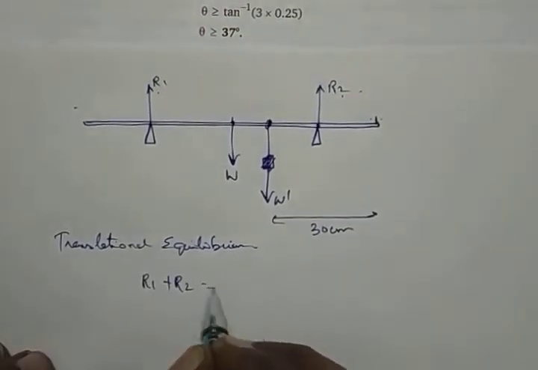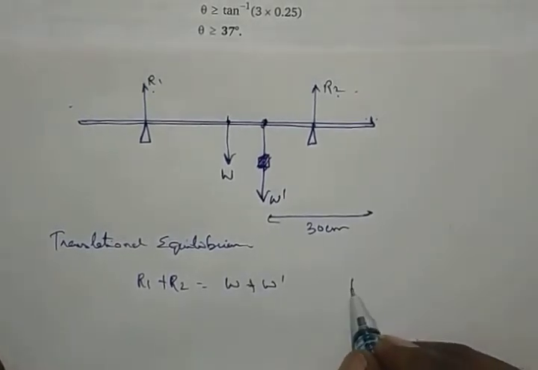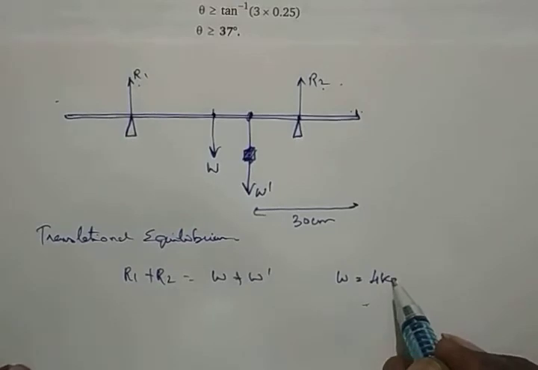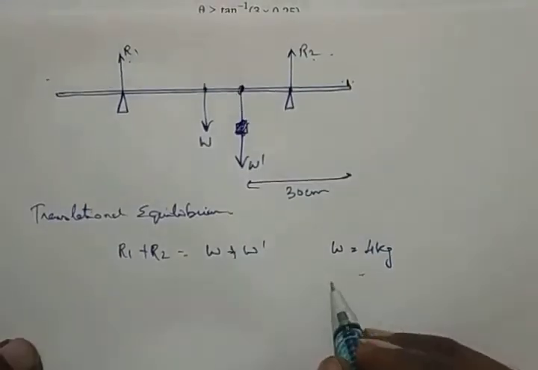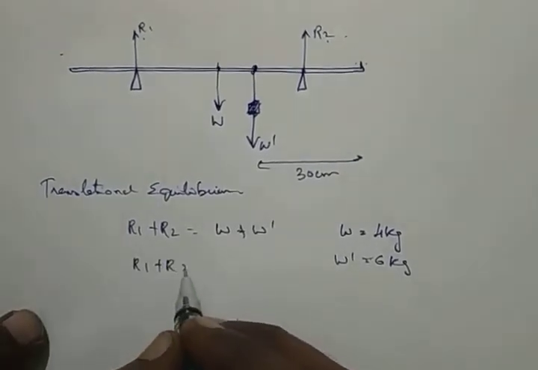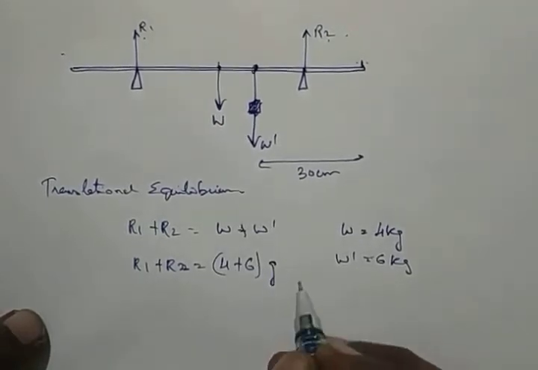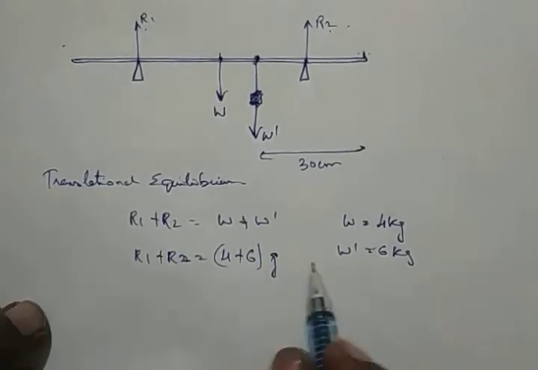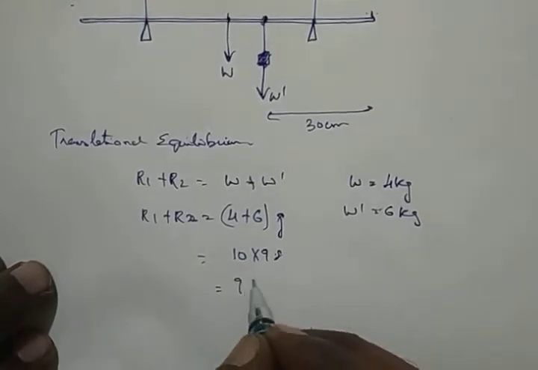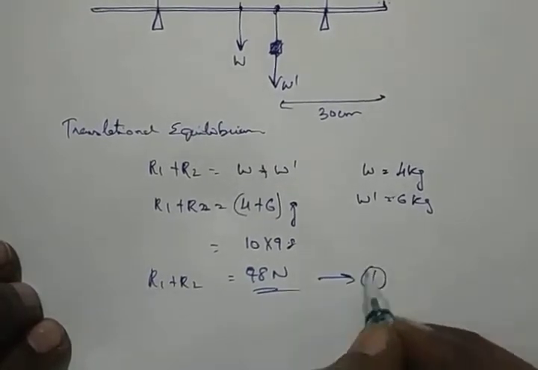R1 plus R2 is going to be equal to W plus W dash. So what is W? W is already given here, 4 kg. And what is W dash? W dash is going to be equal to 6 kg. So R1 plus R2 is going to be equal to (4 plus 6) into g, because we need to find out m into g. So it's going to be equal to 10 into 9.8, 98 Newton is R1 plus R2. This is equation number 1. Please remember this.